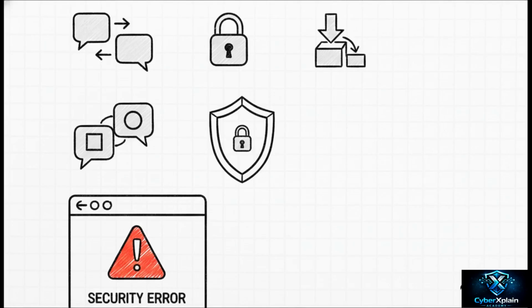So let's just quickly pull it all together. The presentation layer has those 3 main jobs. It formats, encrypts, and compresses our data. Remember to think of it as the ultimate translator and security guard for the network. And now you know its role is so critical that when something goes wrong, it's often the reason your browser throws up that big security warning.